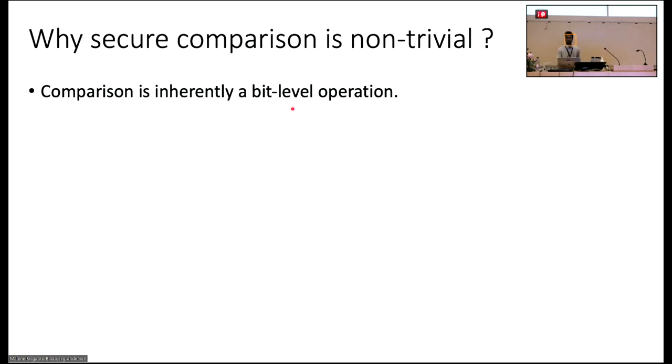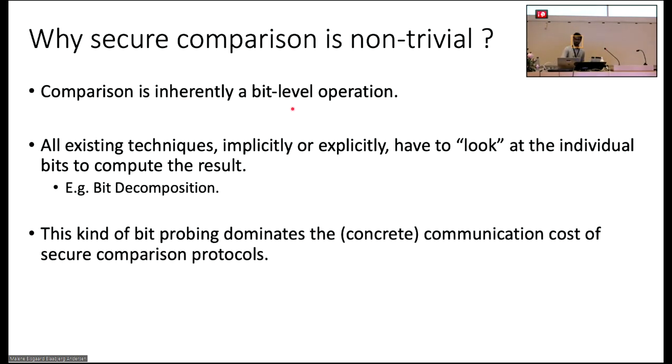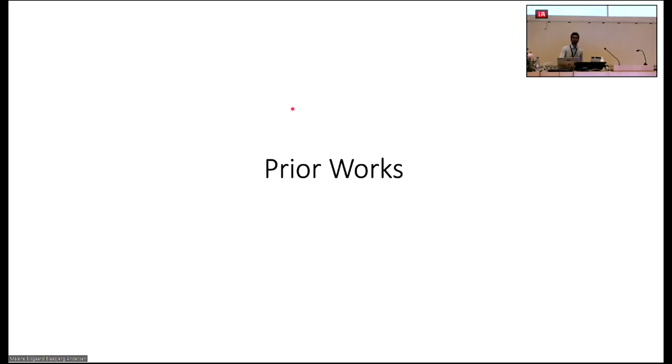In that setting, when the input is arithmetically shared, the comparison inherently becomes a bit-level operation. And all existing techniques, implicitly or explicitly, have to somehow look at the individual bits to compute the result, for example, using bit decomposition techniques. And this kind of bit probing indeed dominates the concrete communication cost of secure comparison protocols.